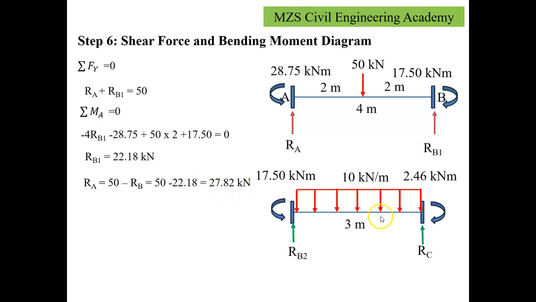Now we'll consider the second span, B to C. Since B is a common joint, I will take half the contribution from this particular span. That's why RB2 has been represented here. RC is the reactive force at the end C.